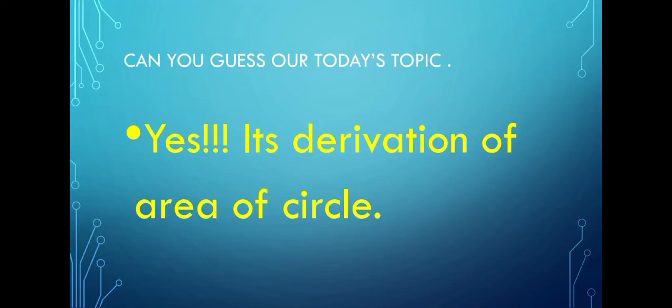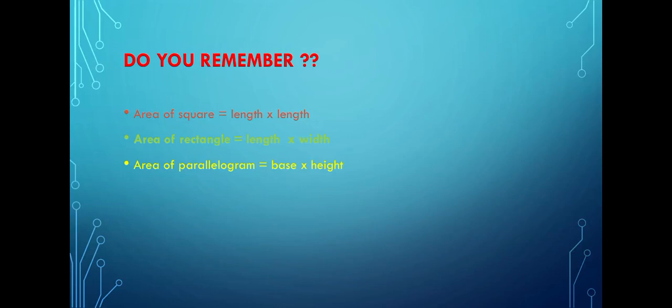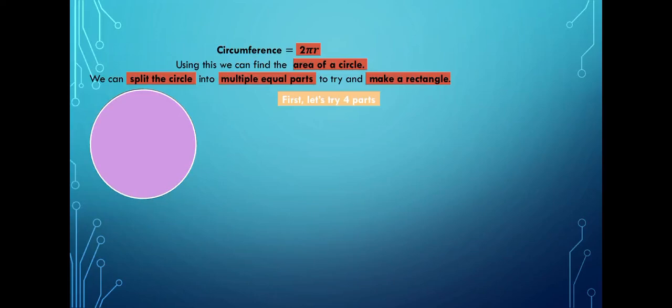Can you guess today's topic? Yes, it is the derivation of the area of a circle. Do you remember that the area of a square is side multiplied by side, the area of a rectangle is length multiplied by width, and the area of a parallelogram is base multiplied by height? So these were the formulas for the area of a square, rectangle, and parallelogram. Circumference equals 2 pi r. Using this we can also find the area of a circle.